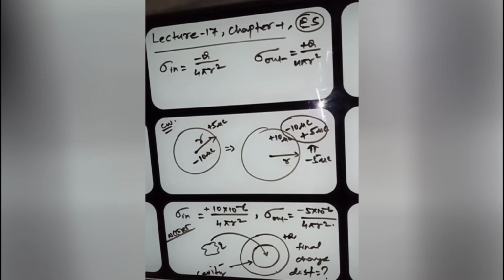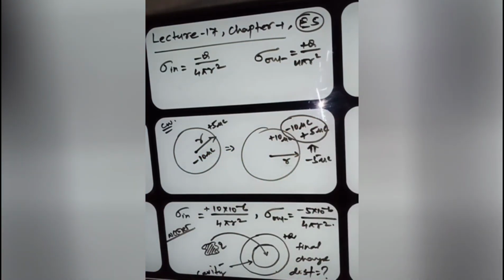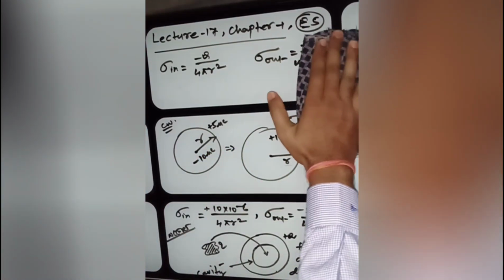It's very easy. The final charge on the inside surface of the cavity will be minus q, and outside it will be q plus q, if this is a solid conductor placed inside the cavity. I hope you can understand. Okay, now the next concept, student.